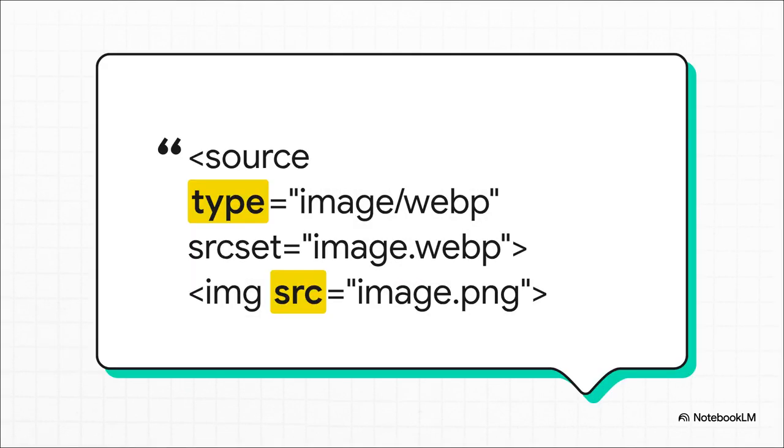And the picture element has another killer use case, what we call type switching. You can use it to serve super modern, efficient image formats like WebP or AVIF. Browsers that can handle them will get the fast new version, while older browsers will just fall back to the trusty old JPEG or PNG you included. It's a massive performance win.